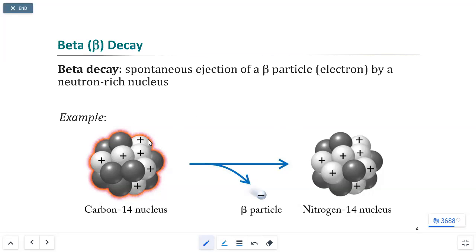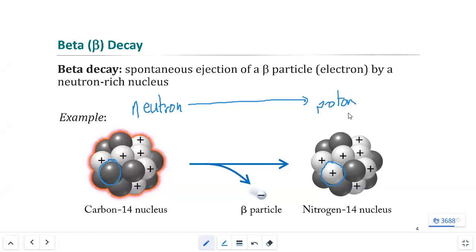And what does that mean? Well, if we look at our diagram here, we can see that these black spheres are representing neutrons. These gray spheres with the positive signs in them are representing the protons. This black sphere has converted into a gray sphere in the process. So what we see in beta decay is the conversion of a neutron to a proton inside the nucleus. Now, how does that work?